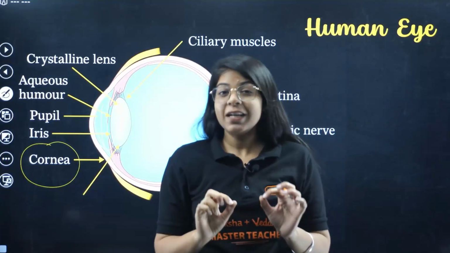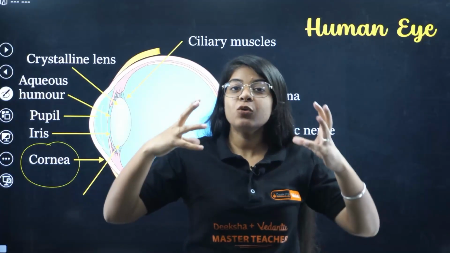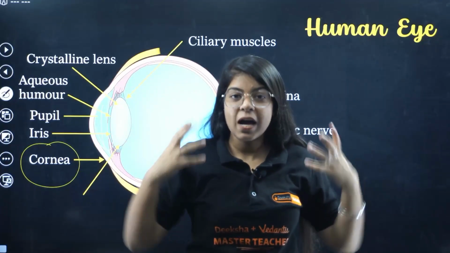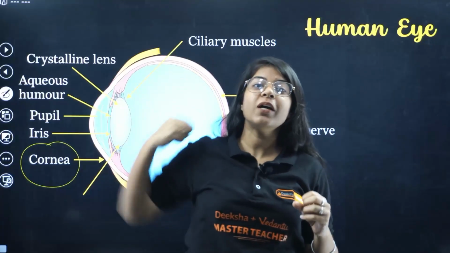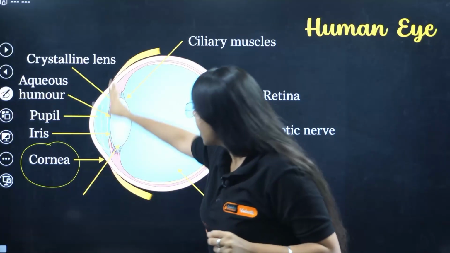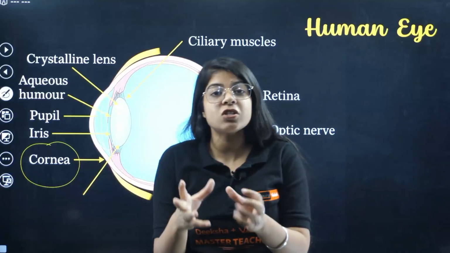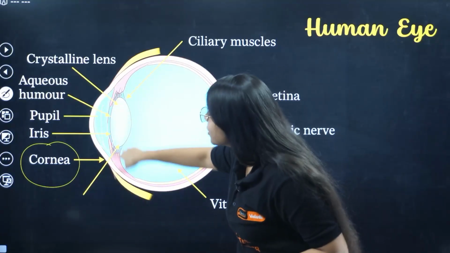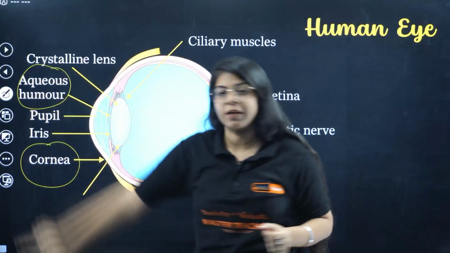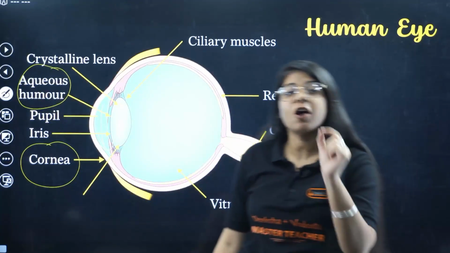And one very interesting thing about eyes is that they don't get oxygen from the nerves. Our eyes get oxygen directly from the air. So this cornea and this lens get oxygen directly from the air. Okay, so that is one important point. And this, my friend, is aqueous humor, which is responsible for the pressure of the eye lens.